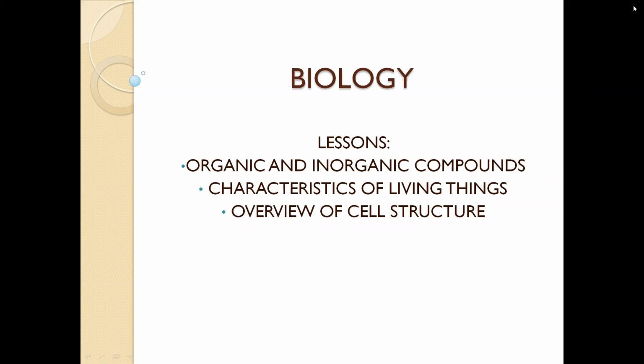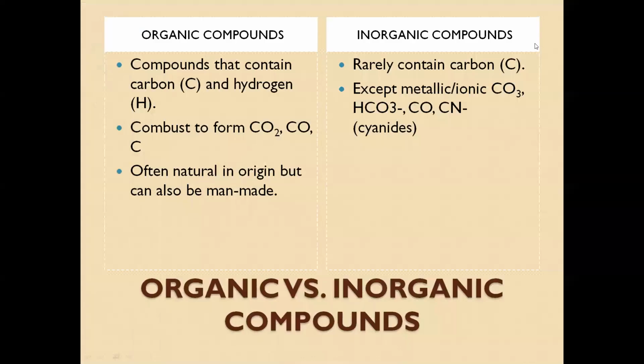Right, so let's start off with the characteristics of organic and inorganic compounds. So, in organic compounds, they mostly contain carbon and hydrogen, carbon being the key element in organic compounds, right? So they combust or burn in the presence of air to form carbon dioxide, carbon monoxide, and carbon. Okay, and they are often natural in origin but can also be man-made.